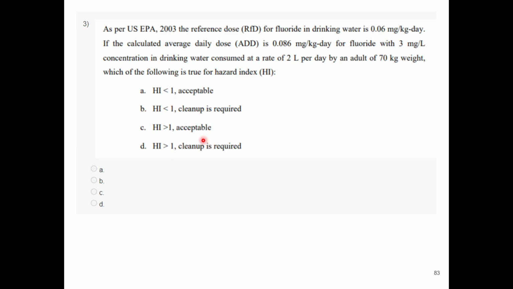So if we see here, if HI is less than 1, it is acceptable. Okay, so cleanup is not required. So B is not correct. And if HI is greater than 1, then cleanup is required. We have studied that. It means it is not acceptable. So that means C is also not correct. So B and C are out of the box. The correct option is between A and D. So let us see which is correct.